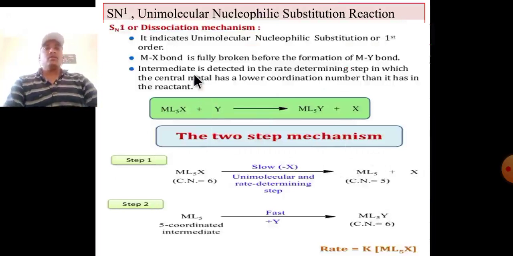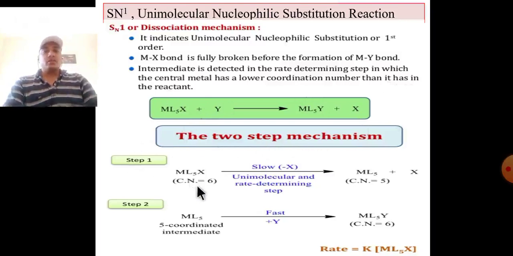SN1 is the unimolecular nucleophilic substitution reaction. In the dissociative mechanism, it indicates unimolecular nucleophilic substitution, that is a first order reaction. In this mechanism, the MX bond is fully broken before the formation of the MY bond, and an intermediate is detected in the rate determining step, in which the central metal has lower coordination number than in the reactant. Now the simple reaction, a two-step mechanism.